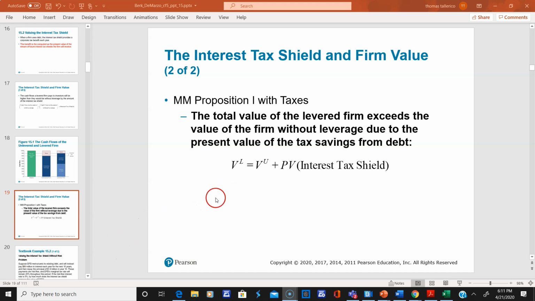So this is part two now. This is where we left off. The levered value is the unlevered value of the company, right? Notice this is total value now. So we're looking at the firm value now, right? So it's the levered value of the firm equals the unlevered value plus the interest tax shield.